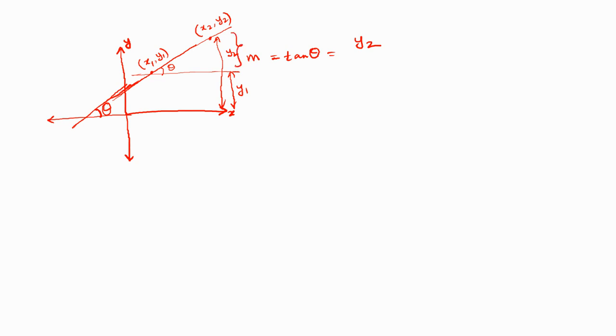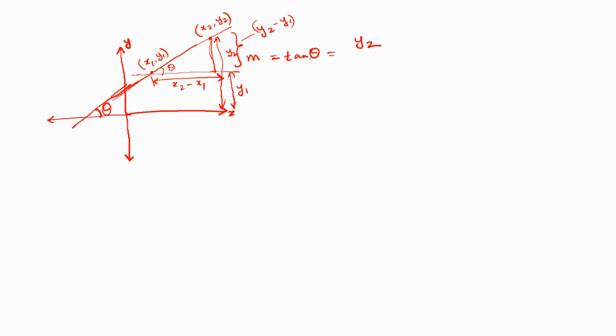So what will be this distance I discussed before? This is simple, y2 minus y1, right? Similarly, this distance will be x2 minus x1. Okay, so from this triangle here, let's say I draw a triangle here.